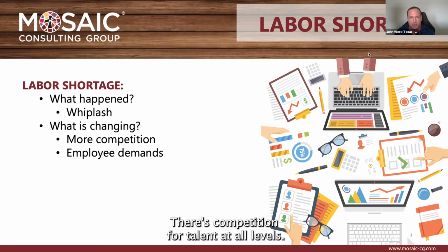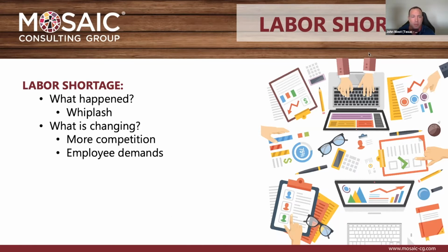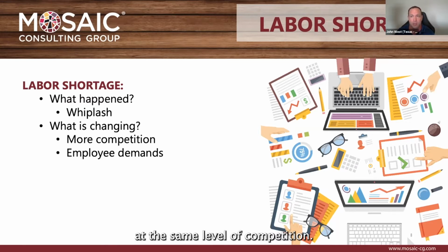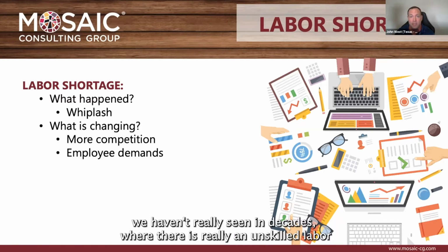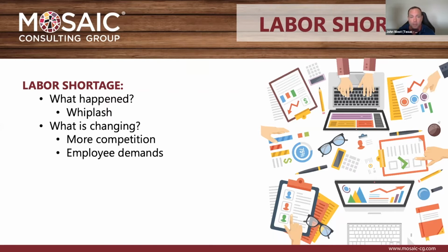There's competition for talent at all levels. Now, you usually see the highest competition for high skilled labor, but we're actually seeing skilled and unskilled labor at the same level of competition. This has been something we haven't really seen in decades, where there's really an unskilled labor competition with, really what's going on is talent wars. Everyone's on the hunt to fill their positions, and at all levels. And there's different expectations too from the employees now.